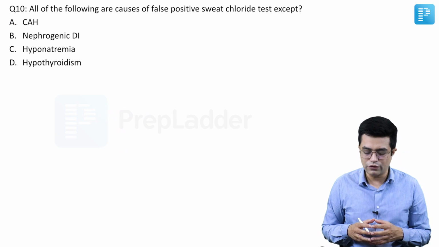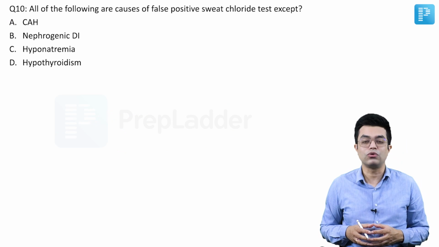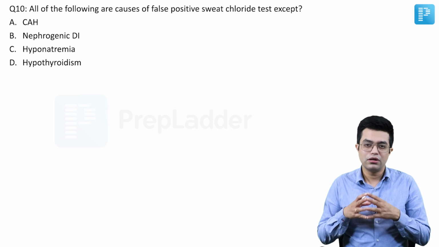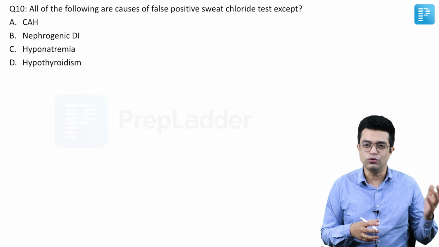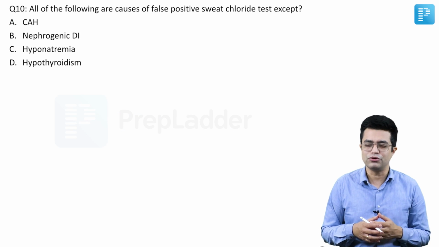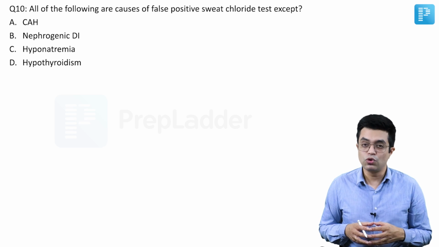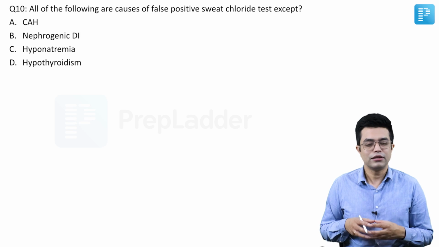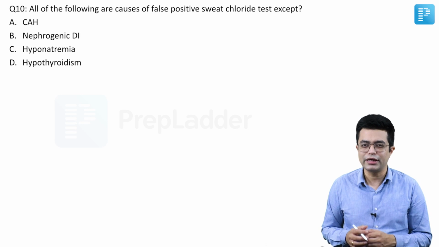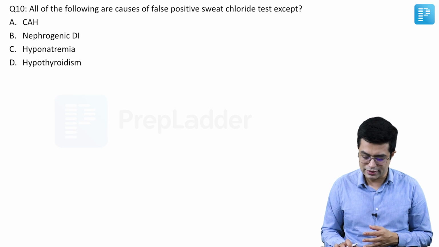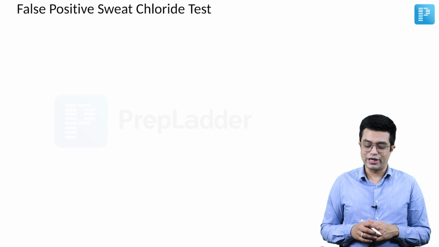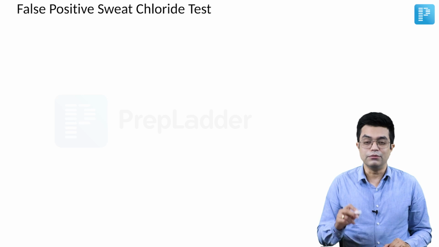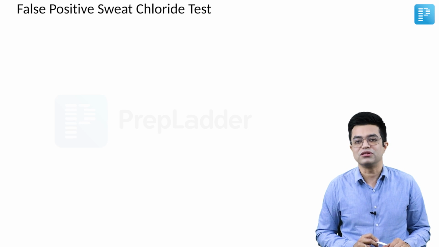Question number 10. All of the following are causes of false positive sweat chloride test. Sweat chloride test is a screening test for cystic fibrosis, except in newborns, where it is a neonatal trypsinogen assay. Sweat chloride levels, if they are more than 60 milliequivalents per liter, we consider it to be a positive sweat chloride test. The problem is there are false positive and false negative tests. So what are the causes? Let us discuss false positive sweat chloride test. False positive means the sweat chloride is more than 60, but the patient does not have cystic fibrosis, right?